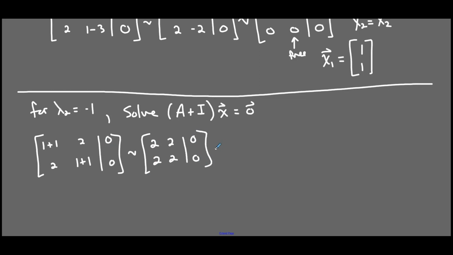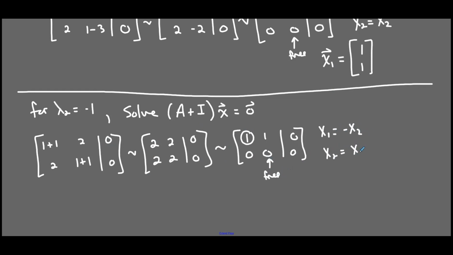Again, this is going to be easy to row reduce. Subtract the 2 rows, divide the top row by 2, then we get 1, 1, 0, 0. So again, I have a leading 1 here. That means the second column tells me I have a free variable. So x1 is -x2, and x2 is free. So if I want to come up with a second eigenvector, I could use, say, -1, 1. If I let x2 be 1, the x1 would be -1.